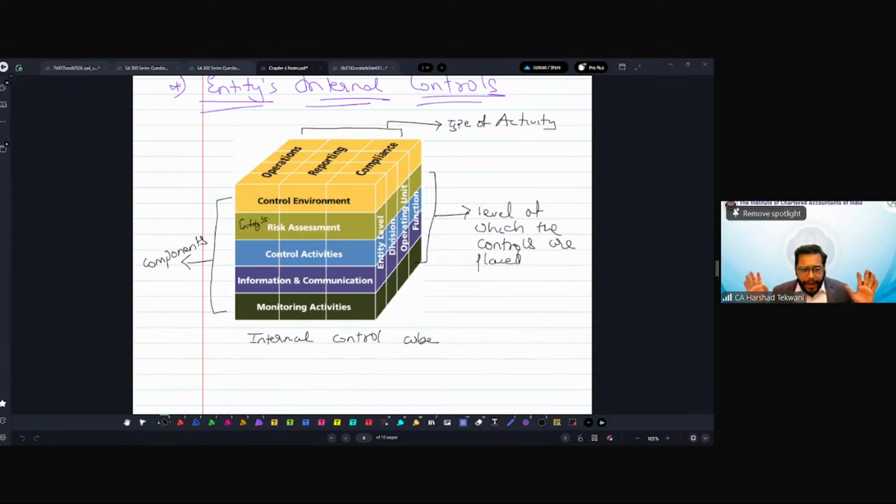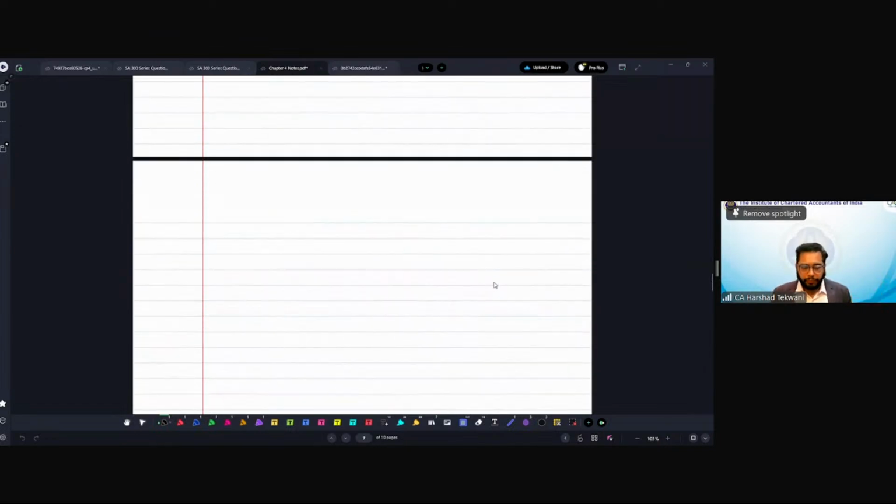If I give you an example with a bakery, let's discuss the bakery example and the internal control in the bakery, because that will give you good clarity, trust me.